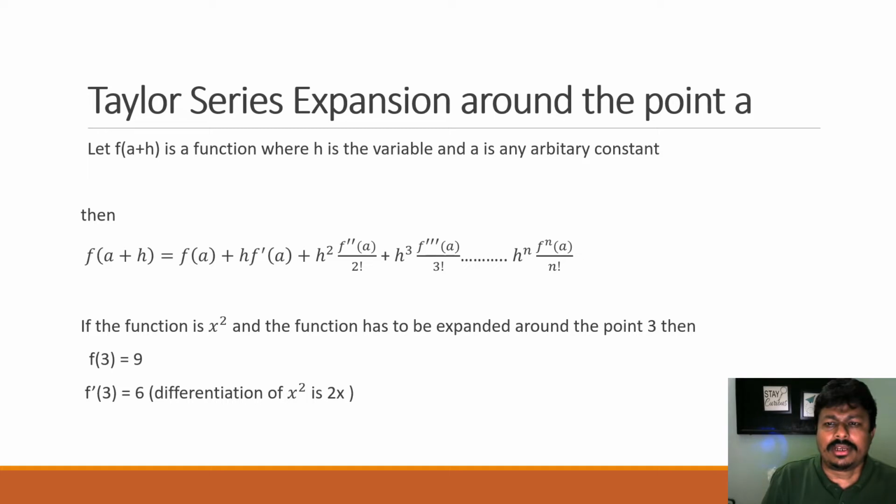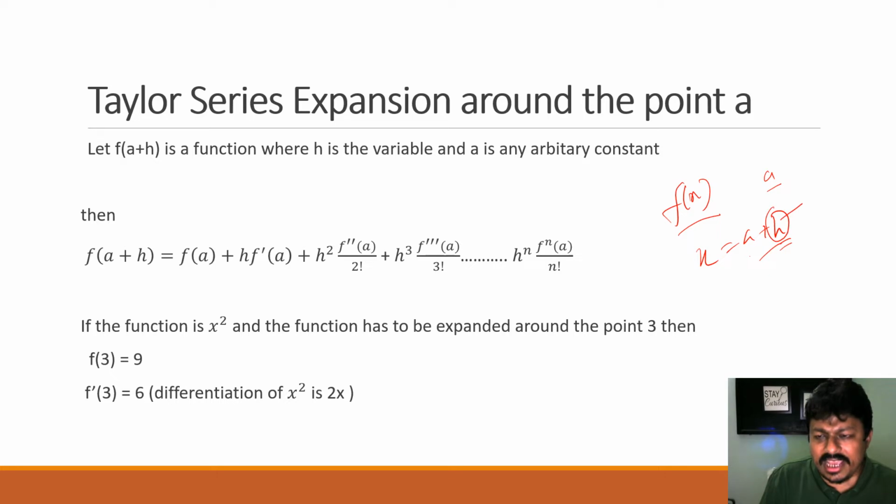So we want to expand this function f(x), right, around a point a. Let us say x is equal to a plus h, where h is the variable and a is an arbitrary constant. h is the variable and a is the arbitrary constant. Then we can expand the function f(x) into this.